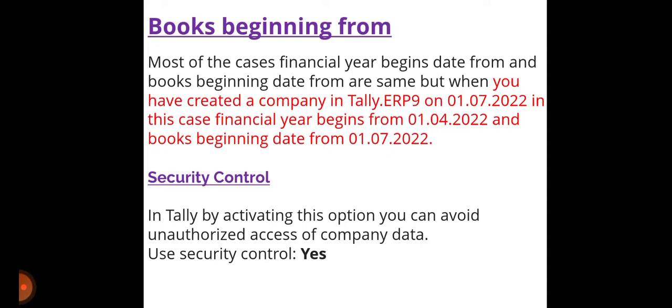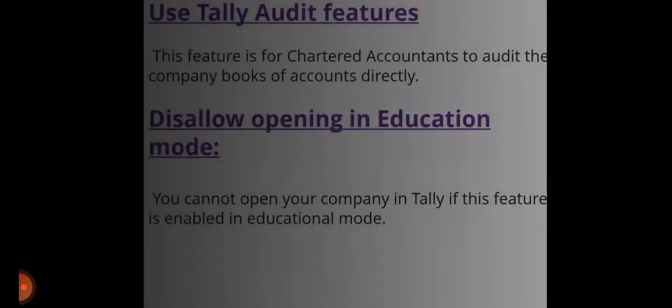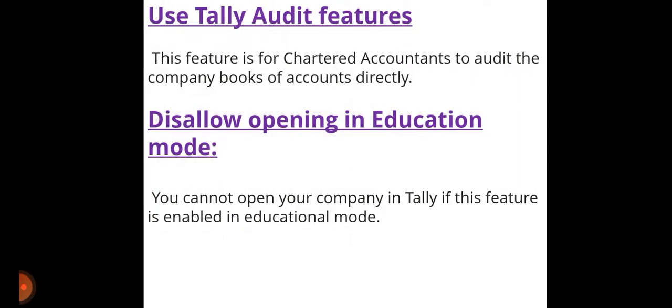Next item is security control. In Tally, by enabling this security control, you can avoid unauthorized access to company data. But you have to remember the username and password. Next one is use Tally audit features. This feature is for chartered accountants to audit the company books of accounts directly. Disallow opening in education mode. You cannot open your company in Tally in education mode if this feature is enabled.